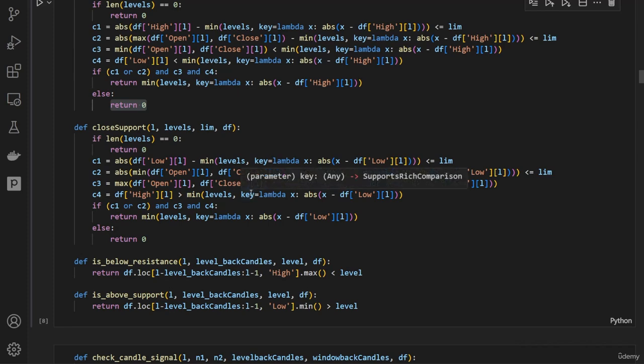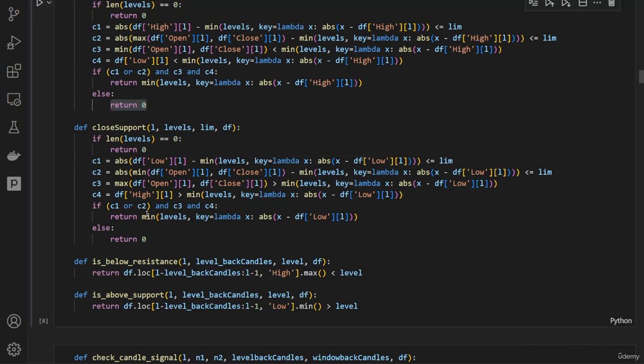Condition 2 is similar to condition 1, but compares the absolute difference between the minimum of open and close prices and the nearest support level. The third condition verifies if the maximum of open and close prices is greater than the nearest support level for the lowest price. It's basically just checking if the candle has prices above the support level. Condition 4 ensures that the high price is above the nearest support level for the low price.